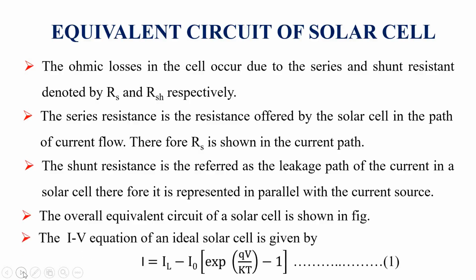The IV equation of an ideal solar cell is given by I equals IL minus I0 times the bracket exponential of qV upon kT minus 1. That is equation number 1. This IV equation and the IV characteristics of a photovoltaic solar cell were discussed in the previous lecture. This is the IV equation of the ideal solar cell.